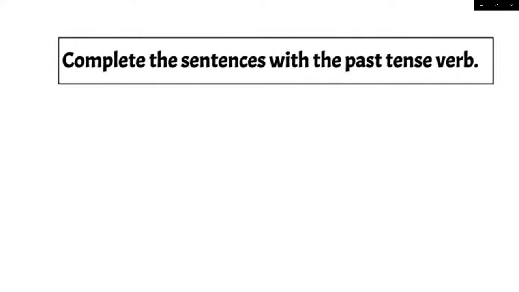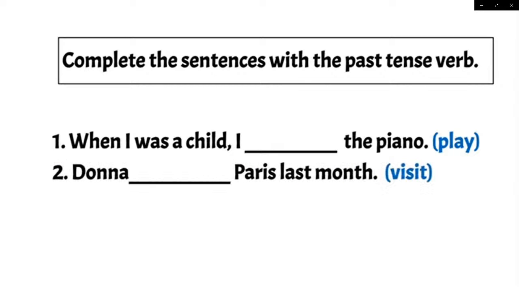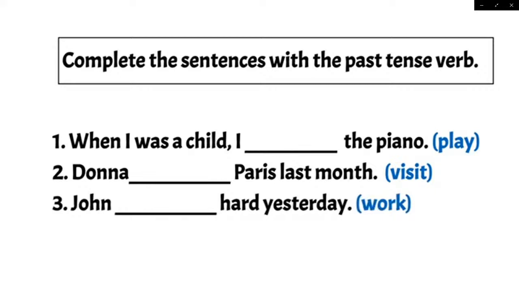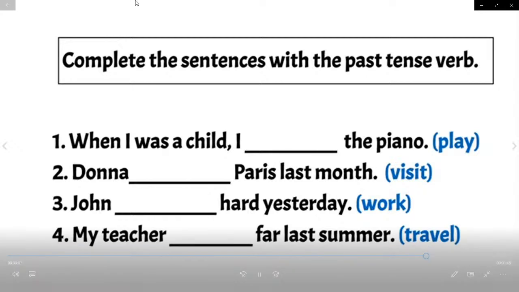So, complete the sentences with a past tense verb. Number 1: When I was a child, I the piano. Donna, Paris, last month. John, hard, yesterday. My teacher, far, last summer. So pause the video and write your answers.